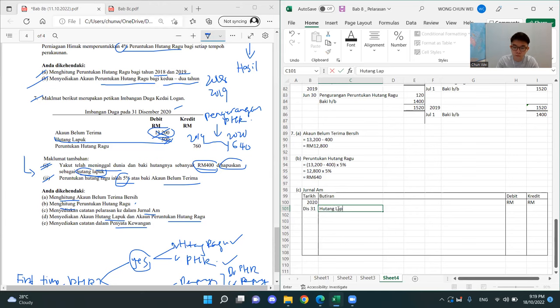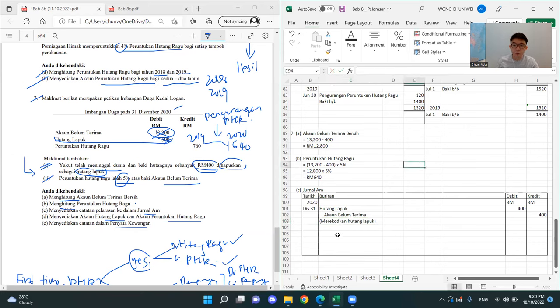You see, all this is very straightforward. 400 ringgit. And then when I debit the Hutang Lapuk, where do I take it out from? I actually take it out from my ABT. That's why I minus outright. So here I have to credit from my akaun belum terima, 400 ringgit. So here you can say what we're doing here. We are actually merekodkan Hutang Lapuk. Quick and simple.